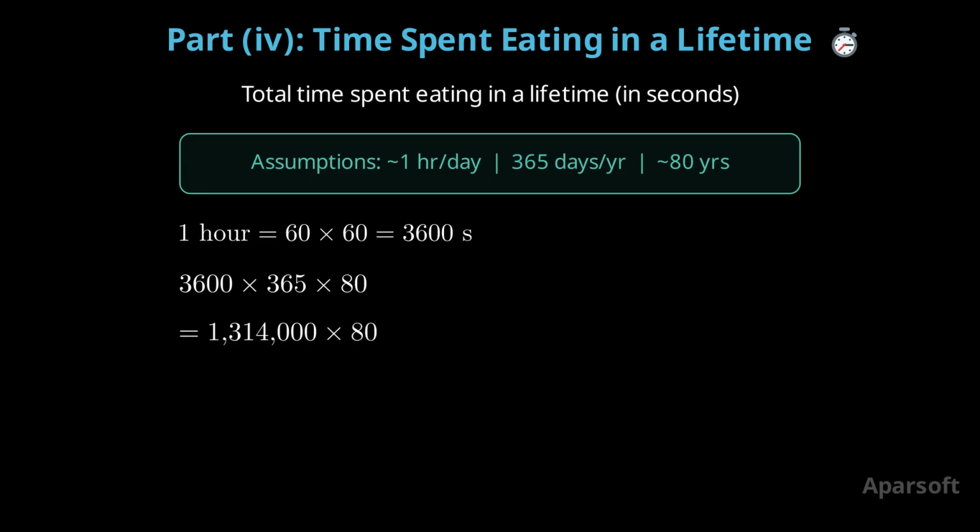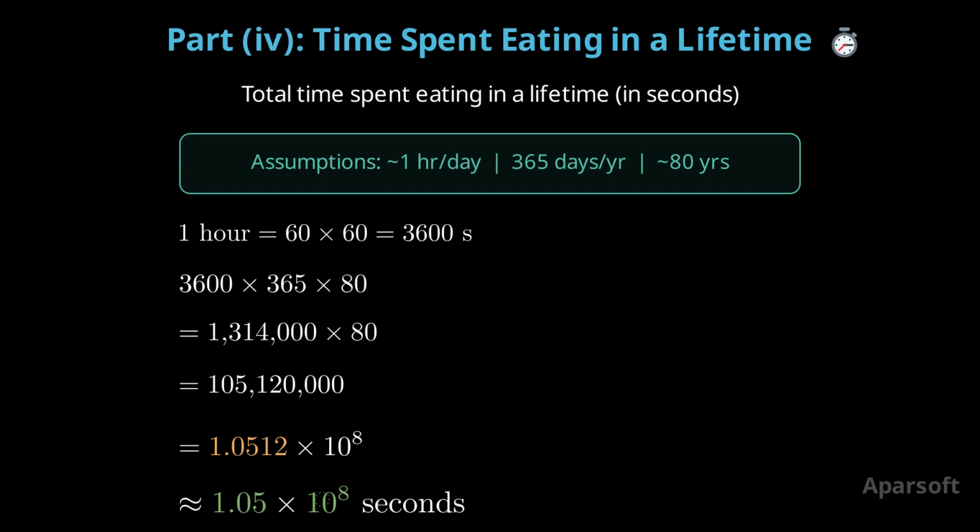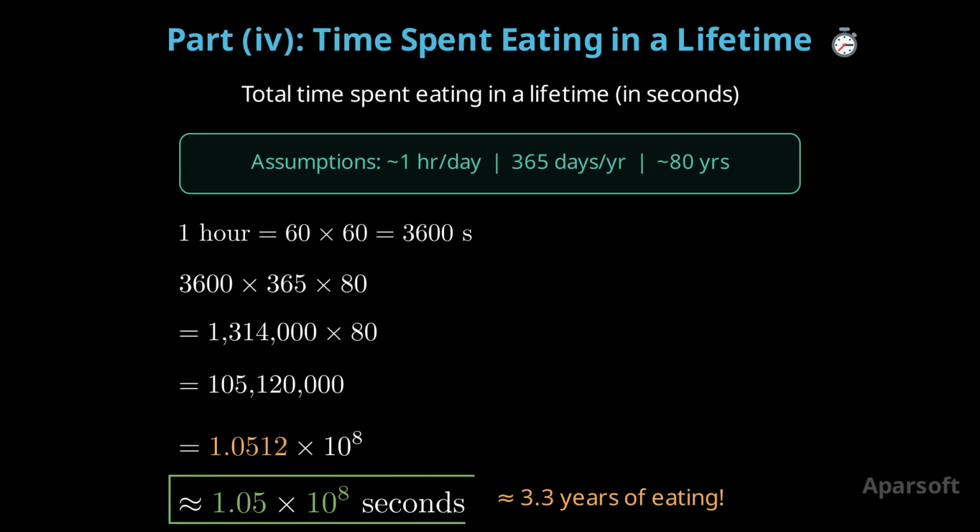3,600 times 365 equals 1,314,000. Then 1,314,000 times 80 equals 105,120,000. In scientific notation, move the decimal 8 places. 1.0512 times 10 to the 8. So roughly 1.05 times 10 to the 8 seconds of eating in a lifetime. That is about 3.3 years.